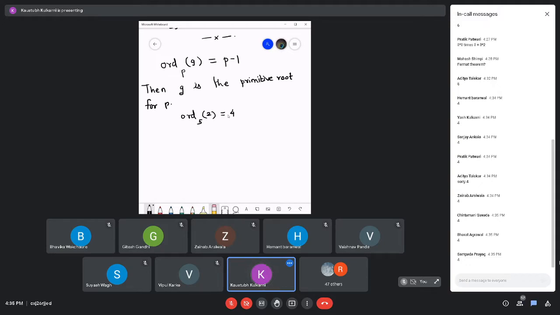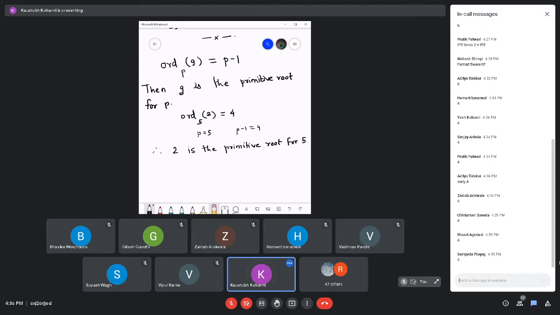Now in this case our P was 5 and here we are getting the RHS as P minus 1 equal to 4. Therefore we can say that 2 is the primitive root for 5.